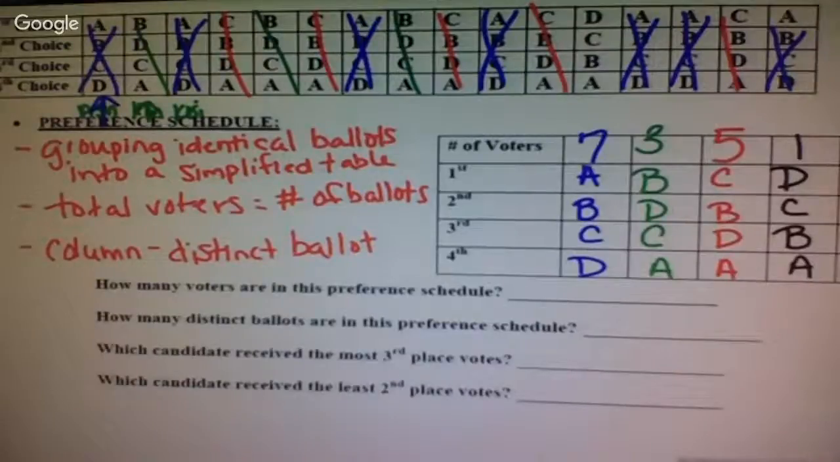Okay, so you're going to have to take ballots and make a preference schedule. You're then going to be able to answer questions about the preference schedule. So the first question says, how many voters are in this preference schedule? 16. If you have 7 that voted in the first column, 3 in the second column, 5 in the third column, and 1 in the last column, gives you 16.